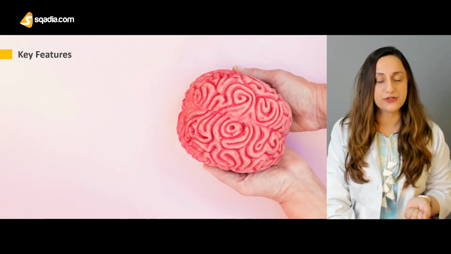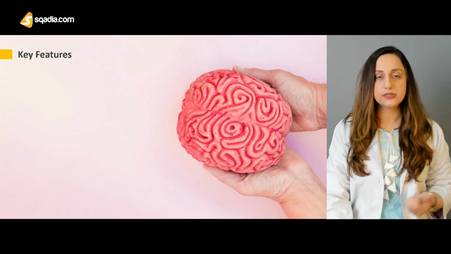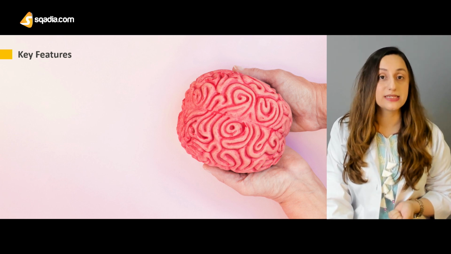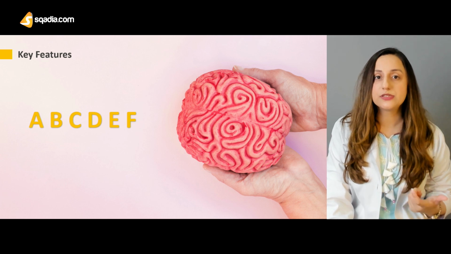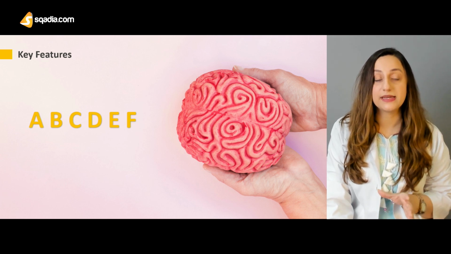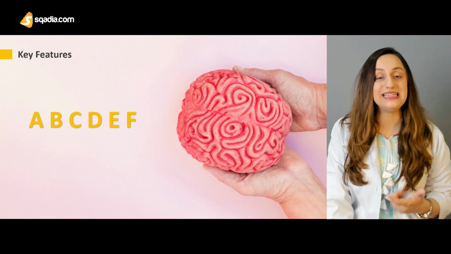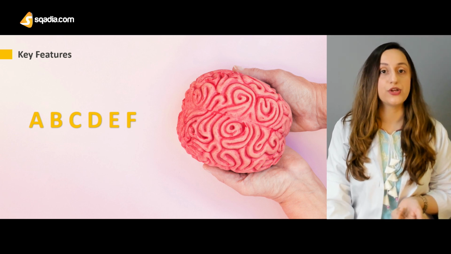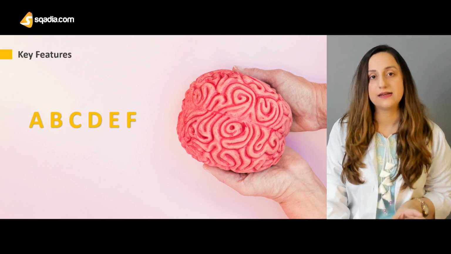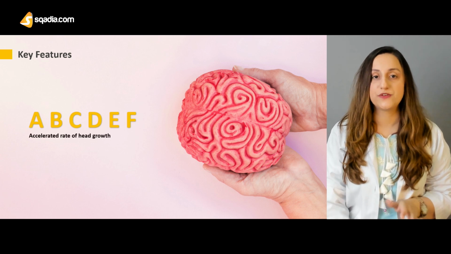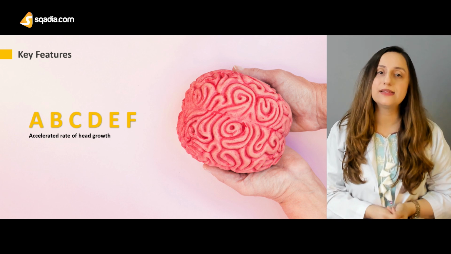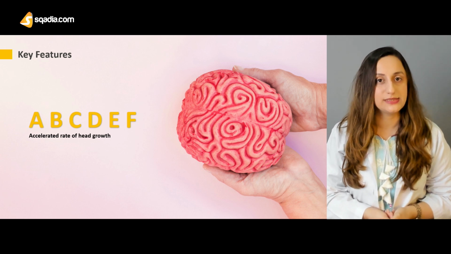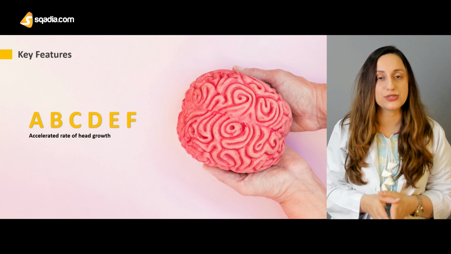Just to remember the key features that are present in patients of hydrocephalus, they can be remembered by the alphabets. For instance, A, B, C, D, E, and F stand for the different basic clinical features observed in these patients. Starting off with the A, we have an accelerated rate of head growth that is observed for these particular patients.